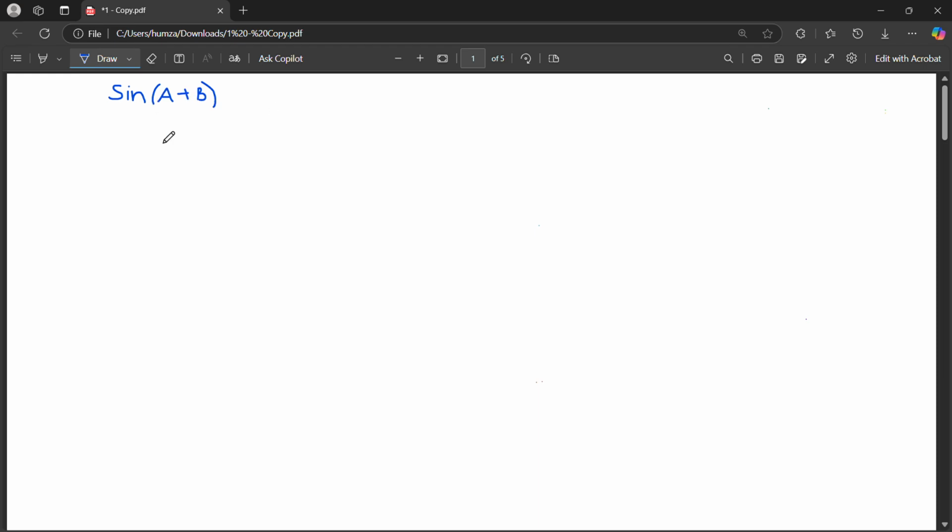If we have to prove that sin(A + B) is equal to sin A cos B plus cos A sin B, the question can come out like: prove that sin(A + B) is equal to sin A cos B plus cos A sin B. If we are able to prove this, then we will understand the compound angle sin(A + B).